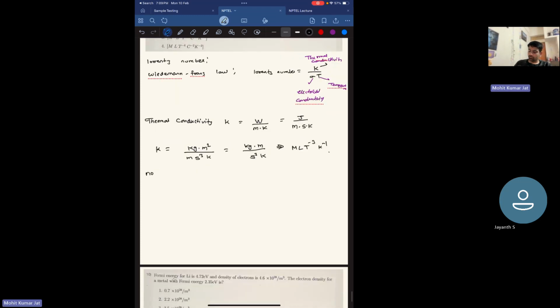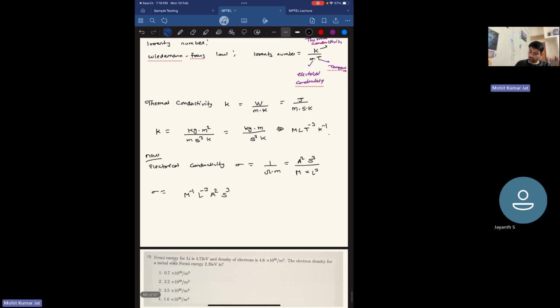Now sigma, now electrical conductivity. Sigma is nothing but 1 by ohm meter, and if I write it, it will be ampere square seconds cube by mass times the length cube. So this will be M inverse L to the minus 3 A square T cube.